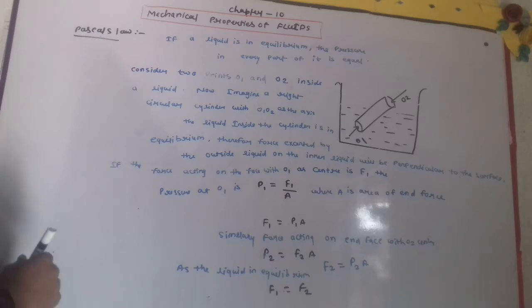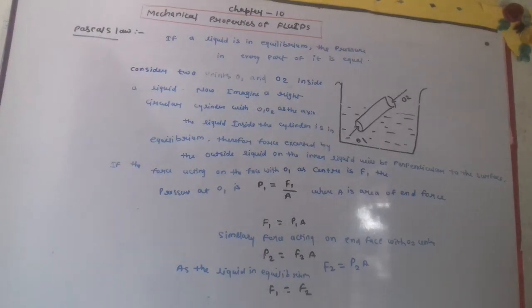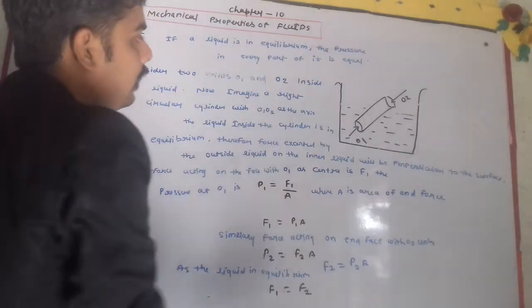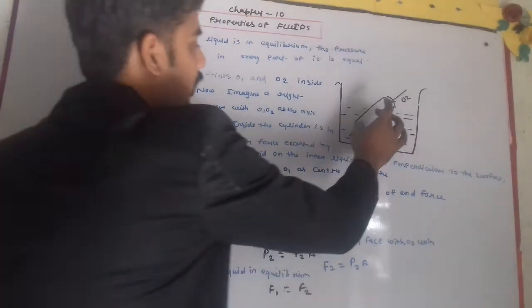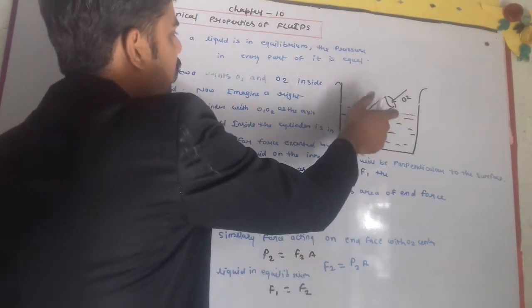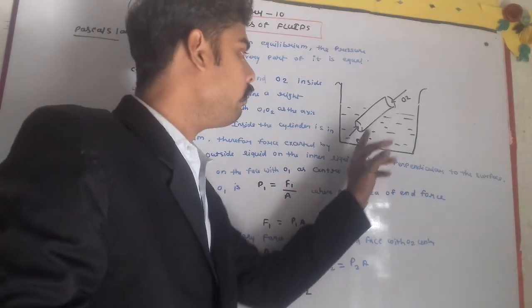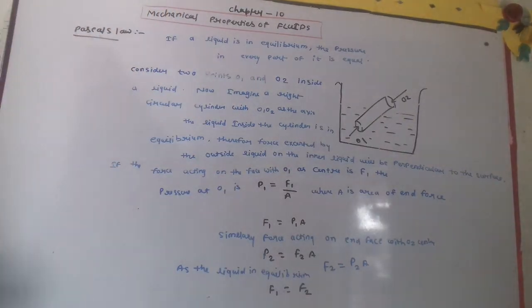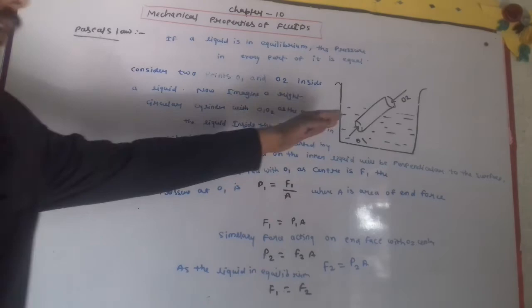Pascal's law states that if a liquid is in equilibrium, then the pressure in every part of it is equal. We can see a diagram of the liquid in equilibrium, with two points O1 and O2. We have to prove that if the liquid is in equilibrium, then the pressure in every part will be equal, that is, we have to prove P1 equal to P2.